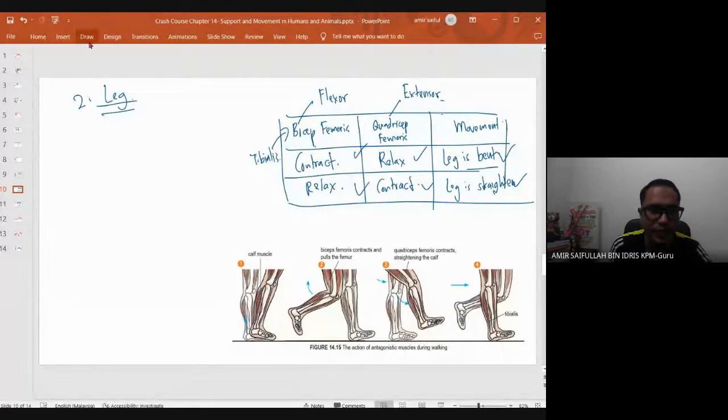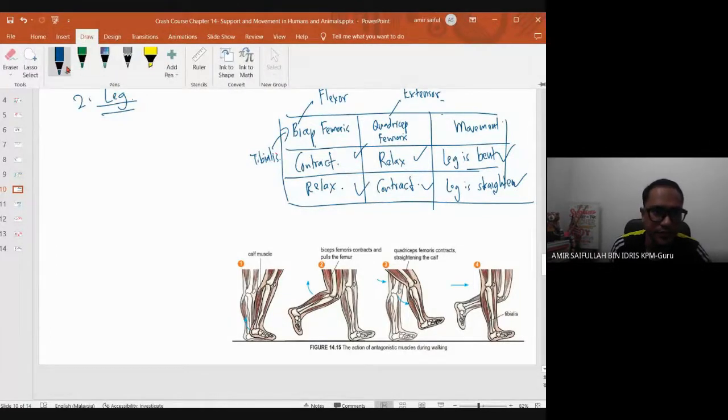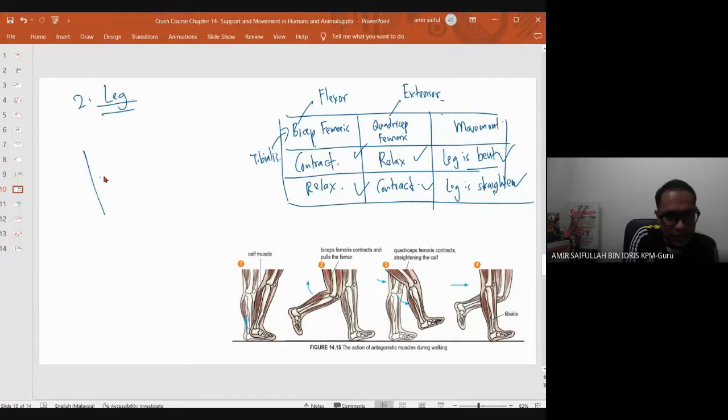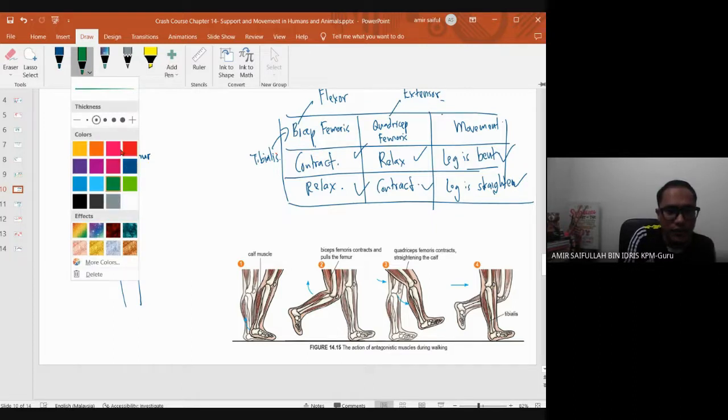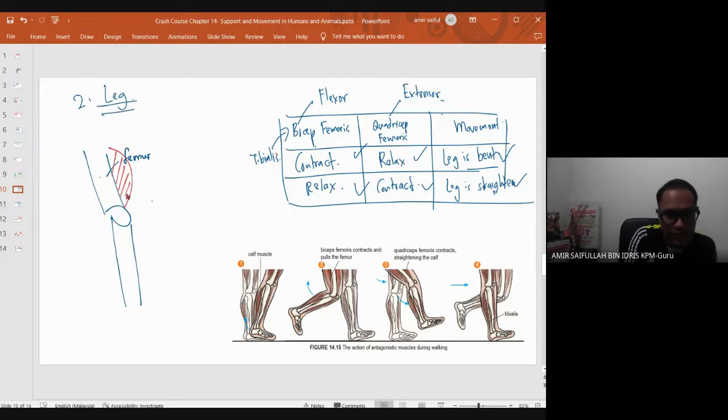Okay. Now for the leg one. Okay, our leg is like this. This is the patella. Okay, this is our tibia, and this is our femur. Okay, femur, this is the bone. But now we are not talking about bones. We are talking about skeletal muscle, muscle that works antagonistically. So, at the femur, you have this one, on this part of your leg.